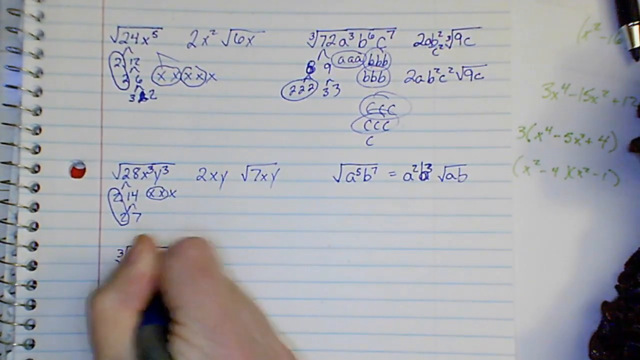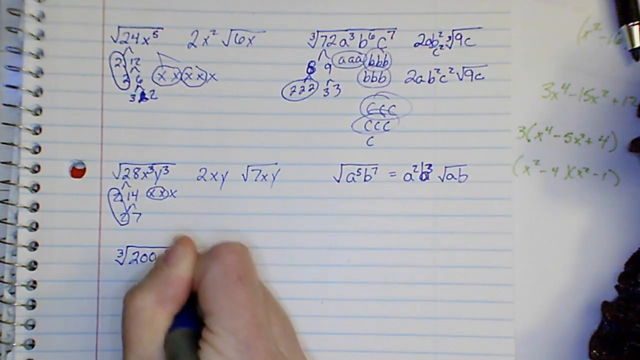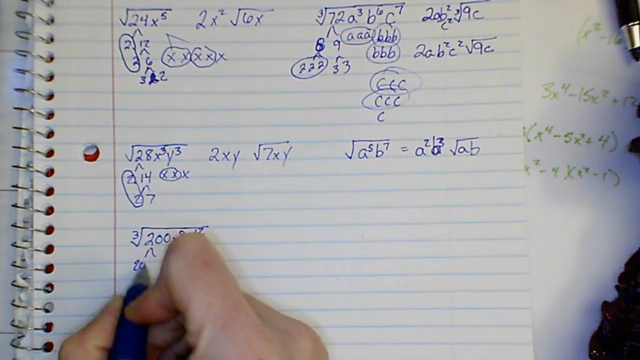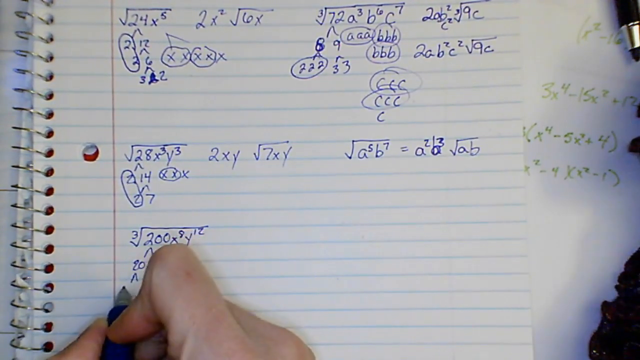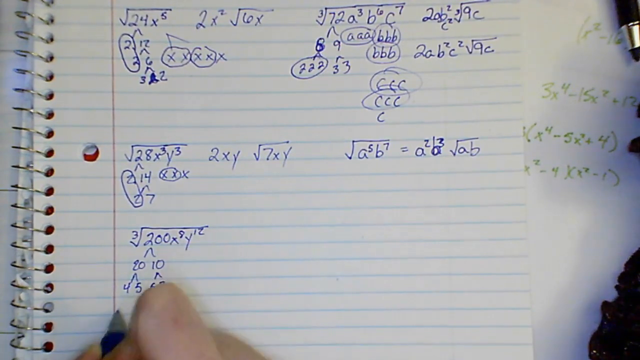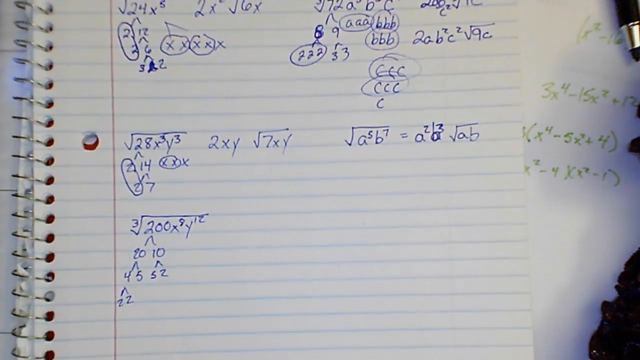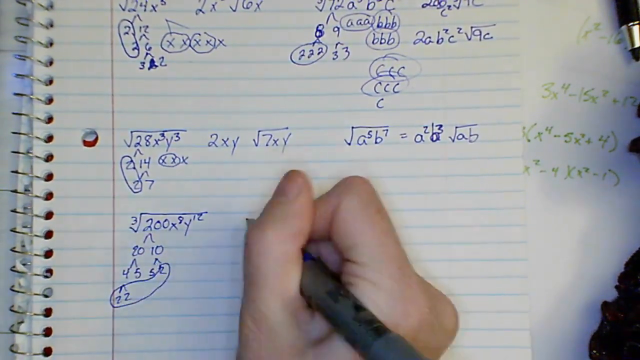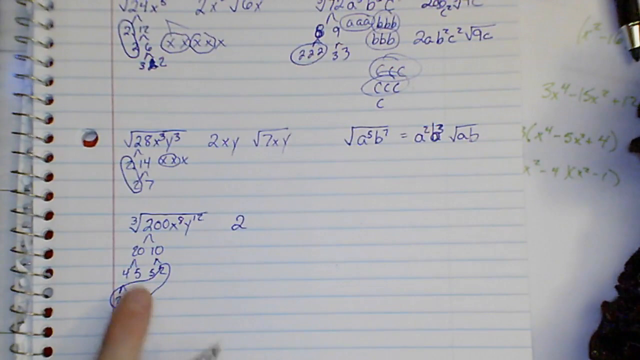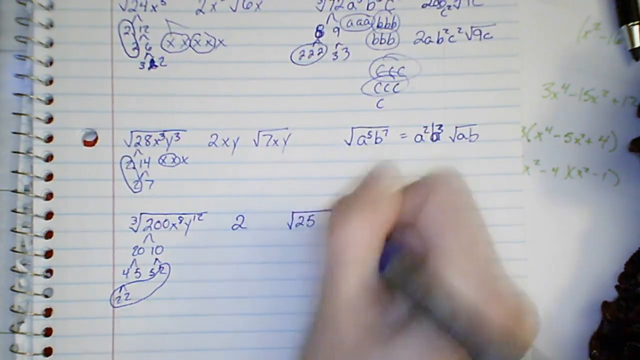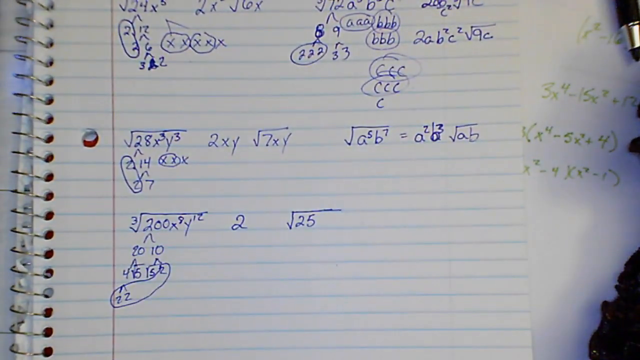Cubed root of 200, x to the 8th, y to the 12th. You may pause the video to work on this one. The answer, we'll have 20 times 10, 4 and 5, 5 and 2, 2 and 2. Okay, and then we have a cube root, so it takes 3 to break 1 out of jail. So we have a 2 broken out, and then we have a pair of 5s, but they can't break out, so 5 times 5 is 25. They're still in jail.